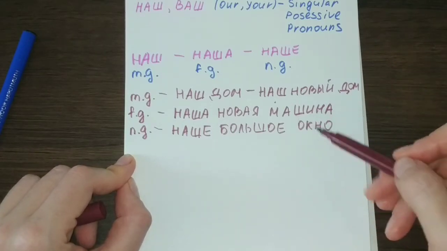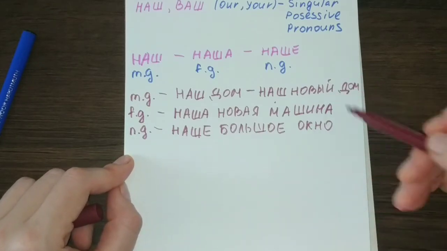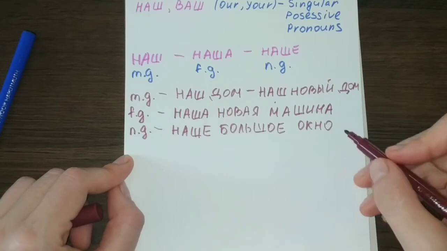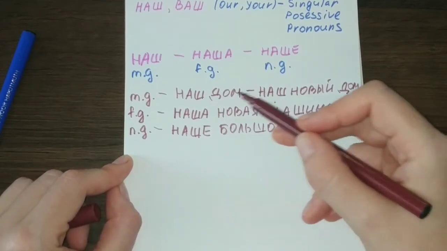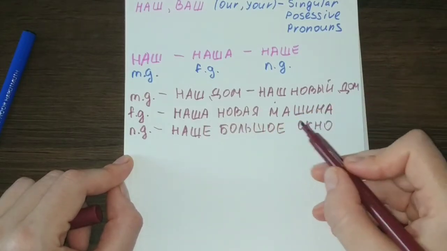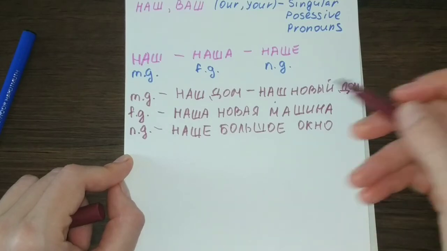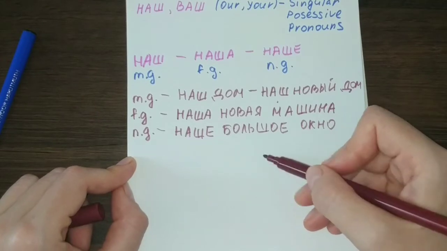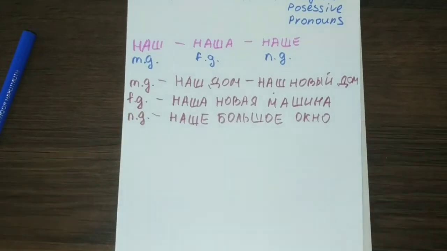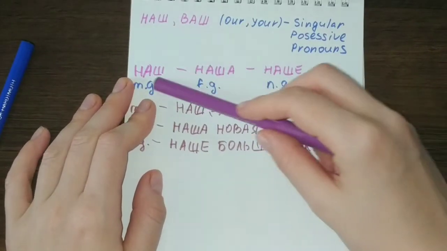So when we're making phrases, we have to start with the noun. We distinguish the gender of the noun and then use with it the adjectives and pronouns of the corresponding gender. So окно here is of the neuter gender, so therefore we use the adjective and the pronoun of the neuter gender as well. So we make this phrase, наше большое окно, our big window. So I hope that is clear with this pronoun наше, our.